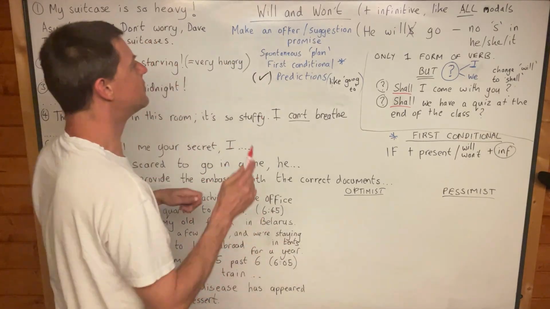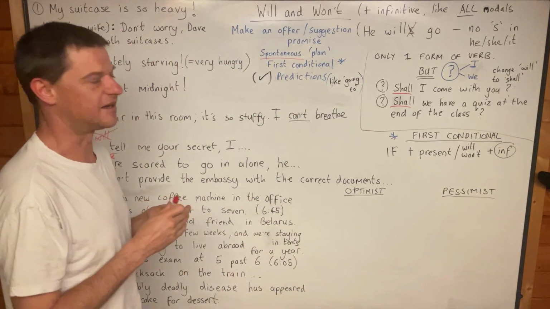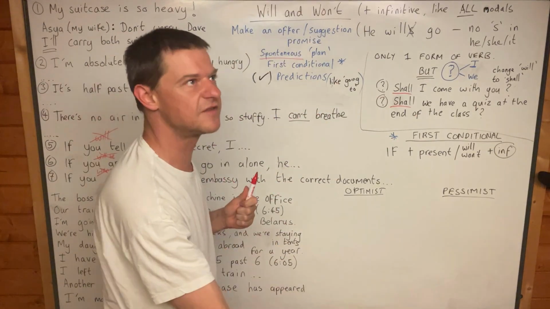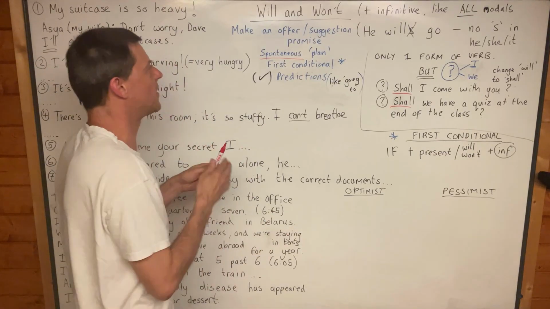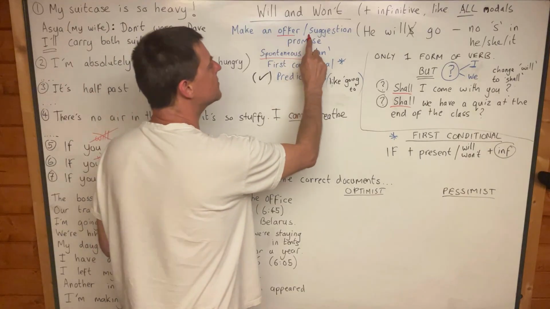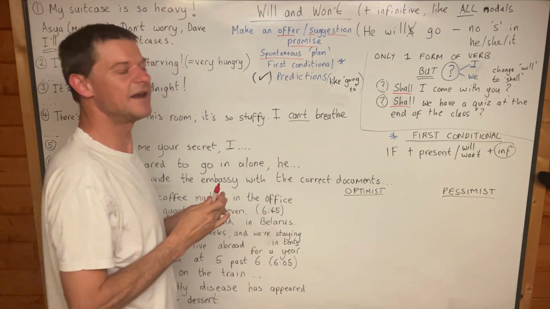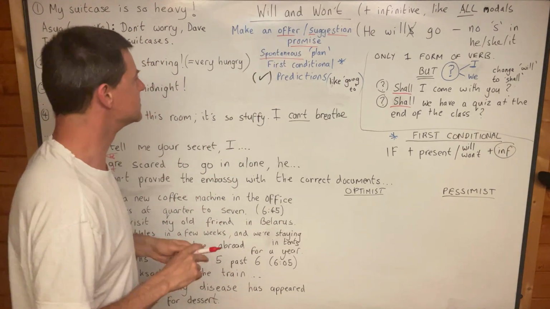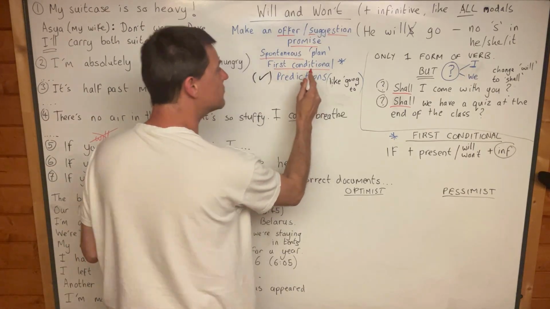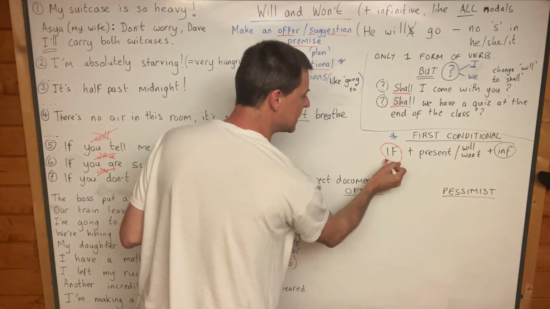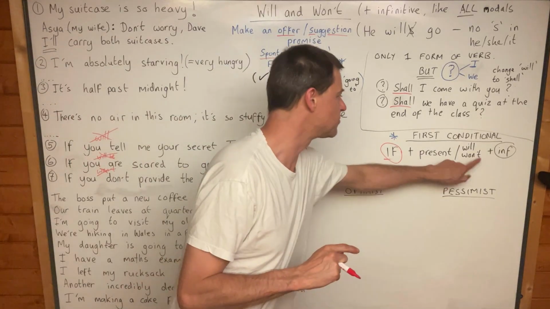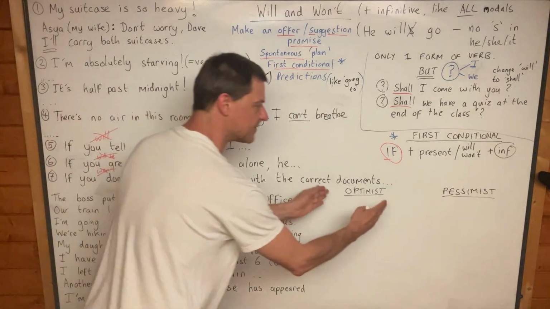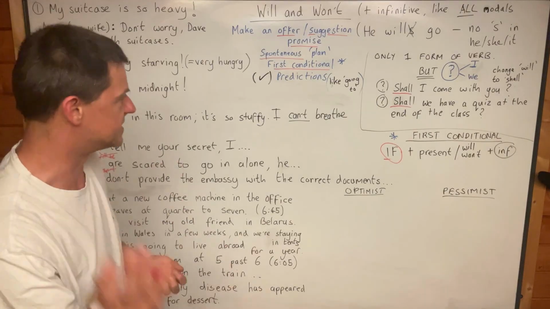Now, we use will and won't for spontaneous things, spontaneous plans. Plans aren't usually spontaneous, but sometimes when you talk about the future, you do spontaneously decide to make someone an offer, or make a suggestion, or make a promise, and that's quite often spontaneous. And so when you do this, you use will or won't. We also need will or won't for something called first conditional, which is here. It's when you use if. And we can use will or won't for predictions, which we'll see down here with optimistic and pessimistic predictions.